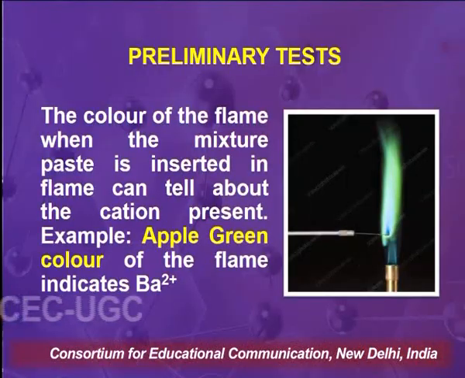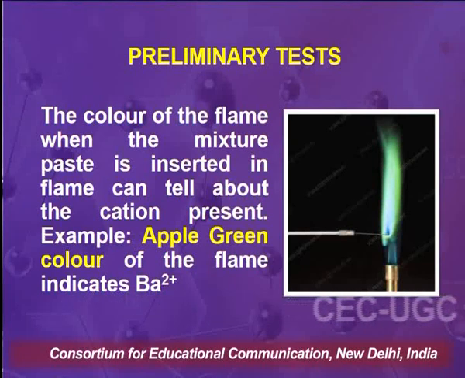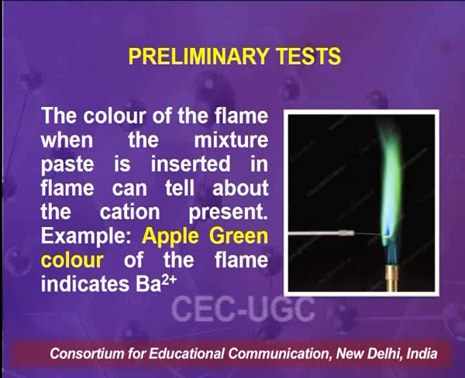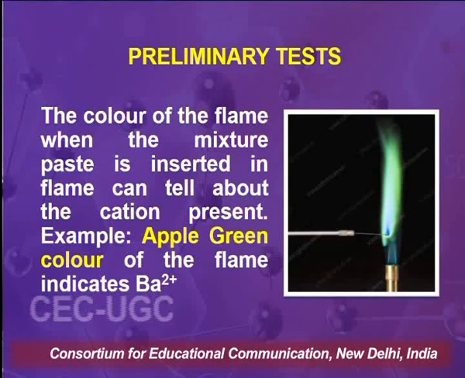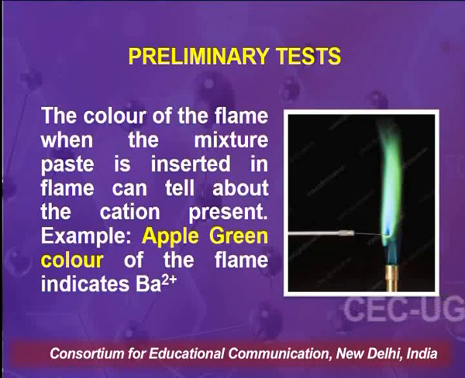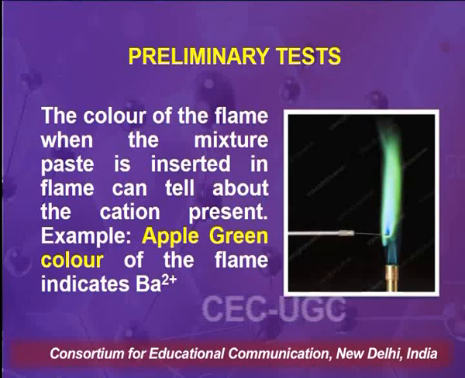Preliminary tests also include the flame test, in which the color of the flame when the mixture paste is inserted in the flame can tell about the cation present. For example, if a paste of the mixture is prepared in concentrated HCl, taken onto a platinum wire and immersed in the flame, then if the color of the flame is apple green, that may indicate the presence of barium ions in the mixture. Although this flame test needs to be carried out systematically in cation analysis later on.